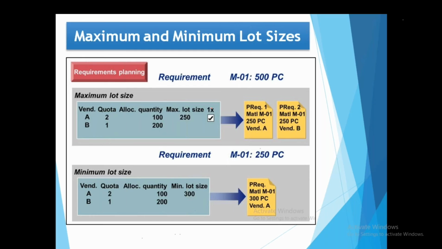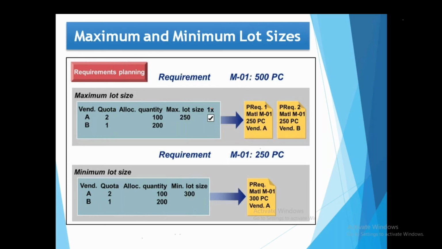You go to maintain. You maintain the maximum lot size here, and you activate this checkbox: 1x procurement, only 1x procurement. That is how you maintain the maximum lot sizes. This one you will be using only in MRP. Now the next one is minimum lot size.